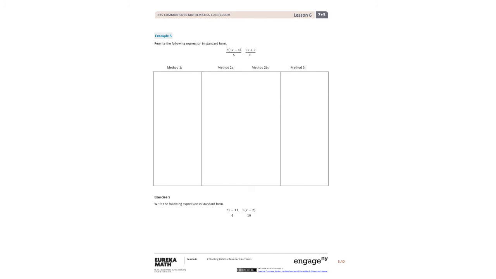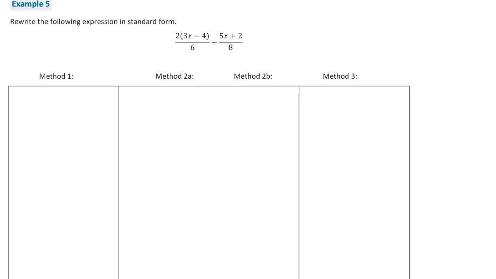Okay, this problem, we're going to just use one method here. To start with, I'm going to multiply through with the distributive property. And so I have 6x minus 8 over 6 minus 5x plus 2, and that is over 8. Common denominator here is 24. So I'm going to multiply the first set by 4, and I'm going to multiply the second set by 3.